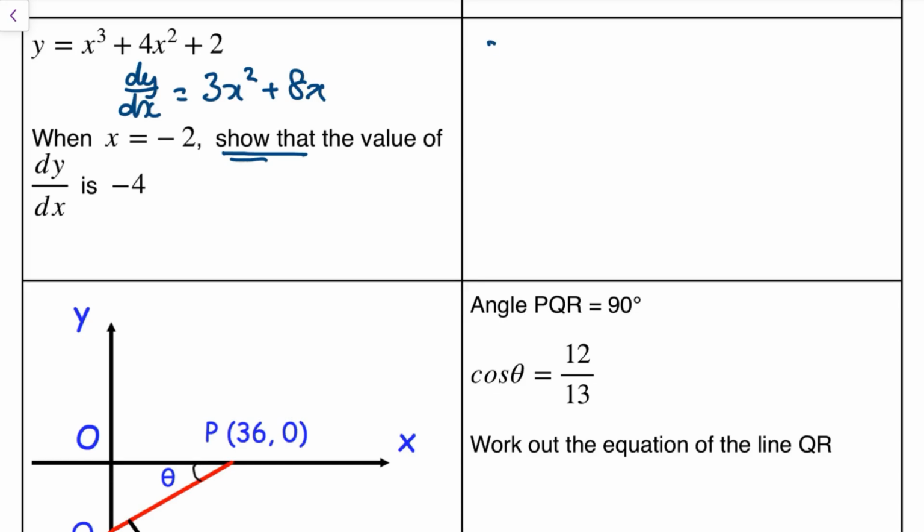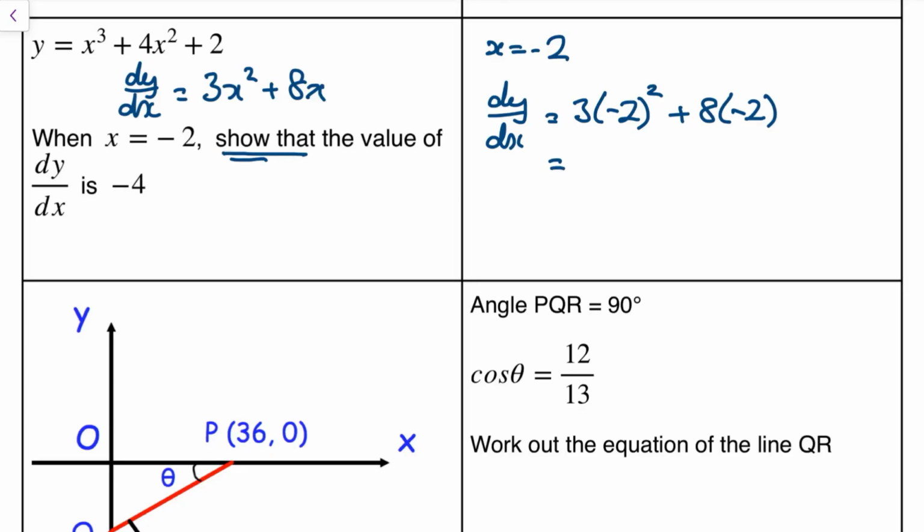So I'm going to substitute it in. So I'm going to say that when x equals minus 2, dy dx is equal to 3 times minus 2 squared, which is 3 times 4, which is 12, plus 8 times minus 2. Let's write the step in between because it wouldn't take us that long to do it, would it? So 3 times 4 is 12, minus 8 times 2 is 16, and that equals minus 4. And I have shown that to be true.